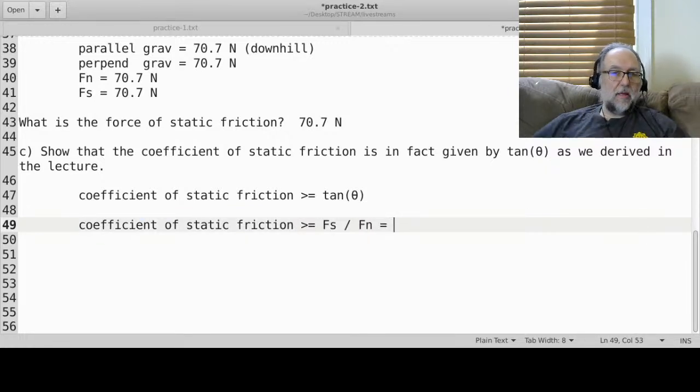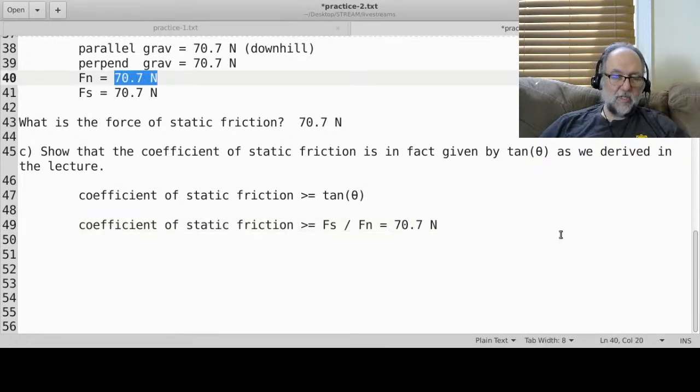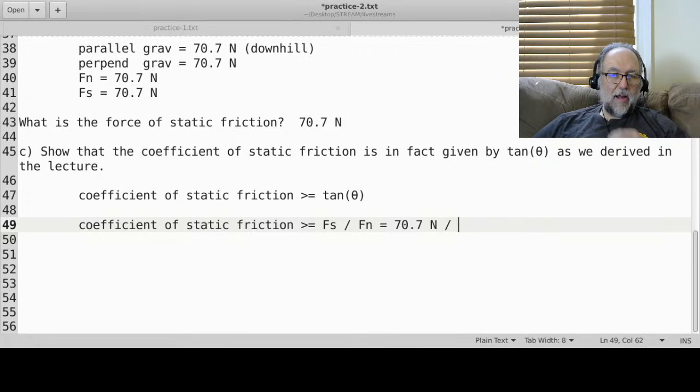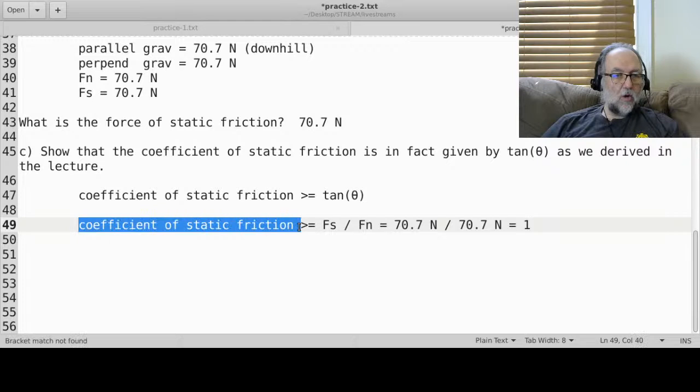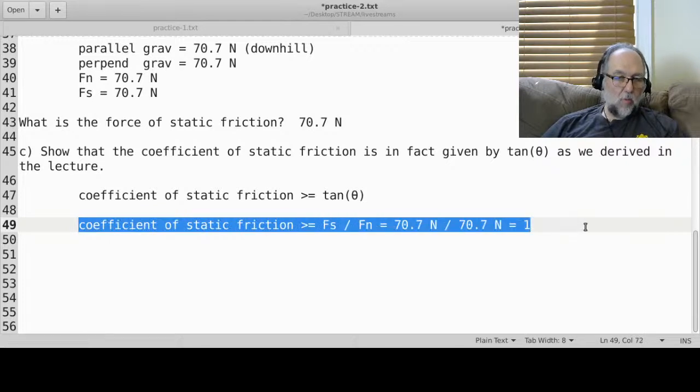Now those numbers are easy to work out because they're both 70.7. So the static friction is 70.7 divided by the normal force, which is also 70.7, and of course that's equal to 1. So basically, what this is saying is that the coefficient of static friction has to be bigger than 1.